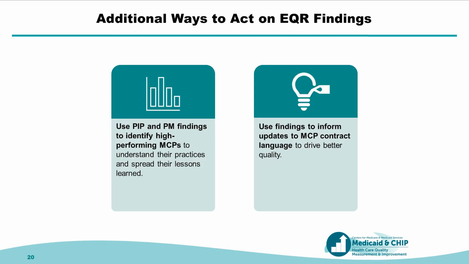Ultimately, your state's EQR findings will be most effective if you integrate them into your day-to-day work. To maximize the impact of your state's annual EQR, you could use performance measure and PIP findings to identify high-performing plans and reach out to them to understand and spread their best practices and lessons learned. You can also use findings to inform updates to plan contract language to better drive quality.